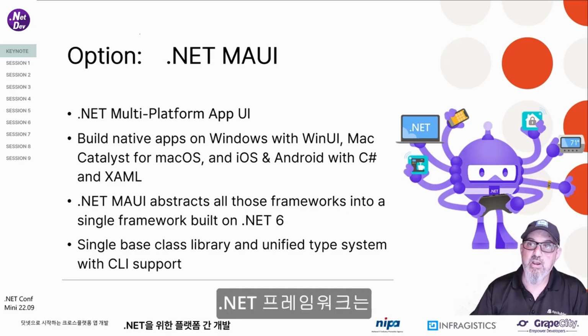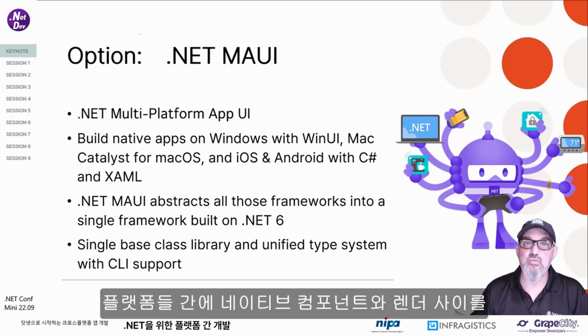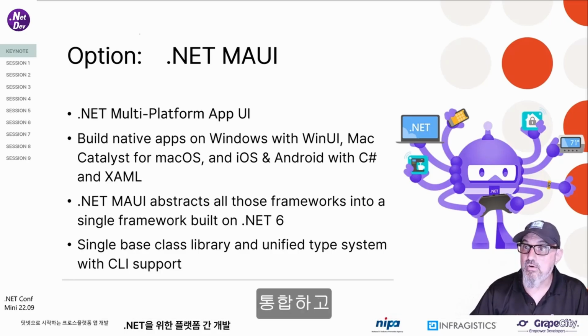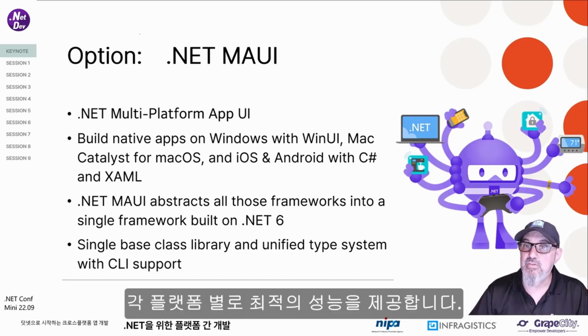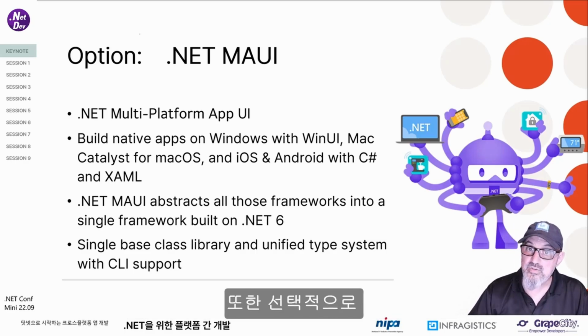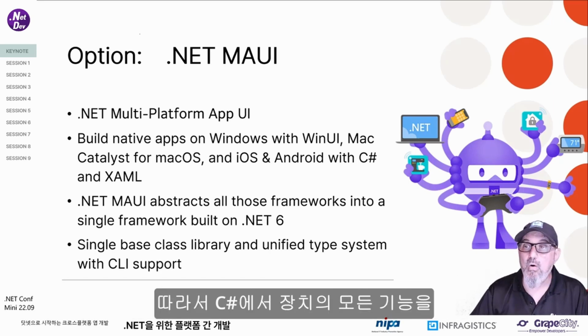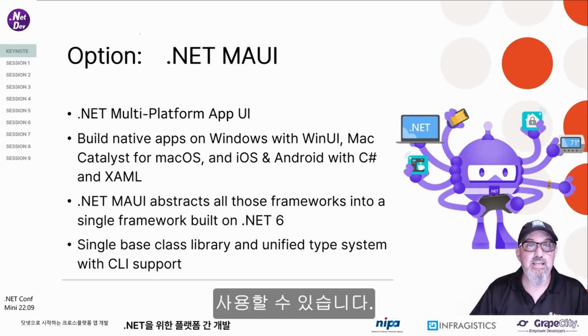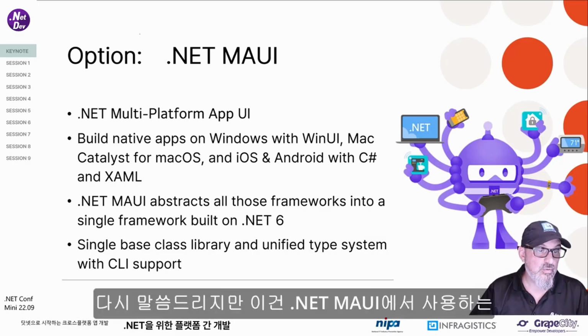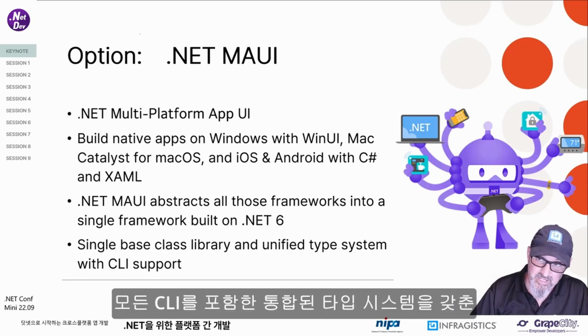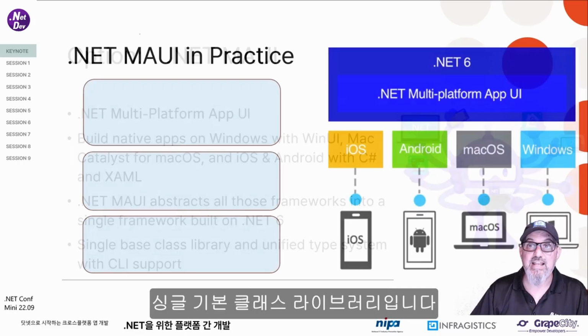And what the .NET framework is doing is allowing integrations with native components and native renderers on those platforms to give you optimal performance on a per platform basis. You can also optionally hook into device specific options on each platform. So you have all of the capabilities of the device in C# for you. So again, this is a single base class library with a unified type system across all of these CLIs that you get for .NET MAUI.